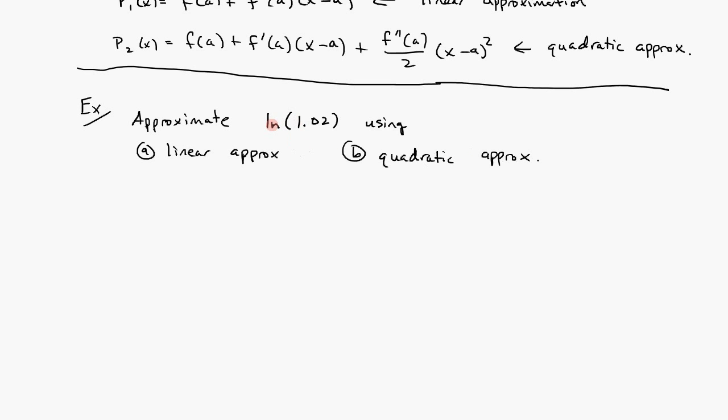Okay, so because the function is the natural log, we take f of x to be the natural log of x, and we want to choose the center a to be a simple number that's close to what we're trying to approximate. So since 1.02 is close to 1, we use a equals 1. So we're going to center the Taylor polynomial at 1.